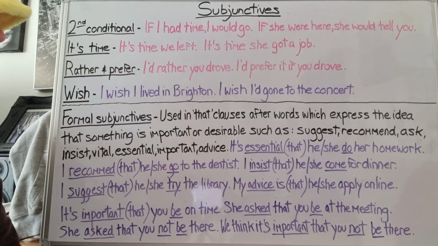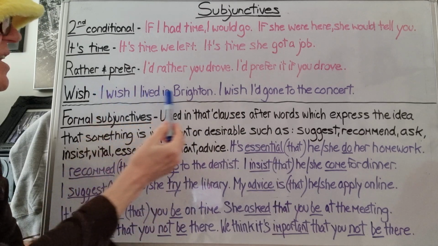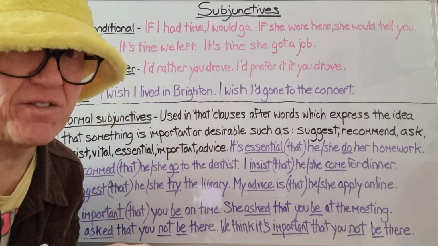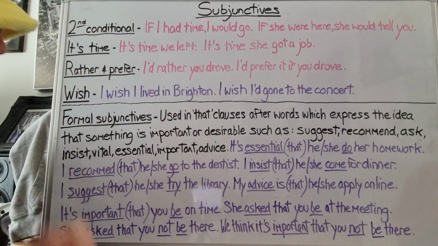Past tense to talk about the present or future. I wish I lived in Brighton. Not I wish I live. I wish I lived in Brighton.